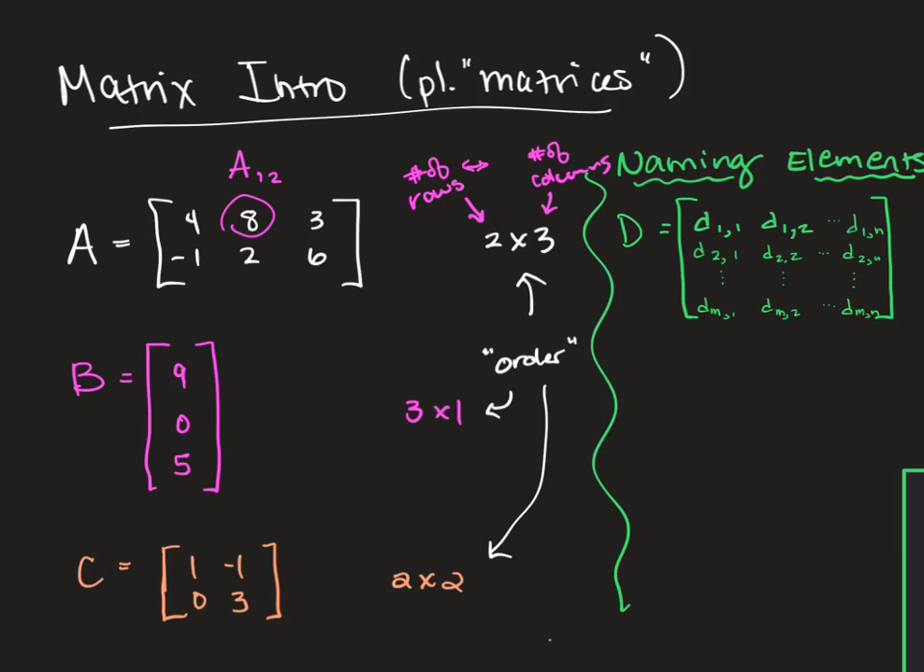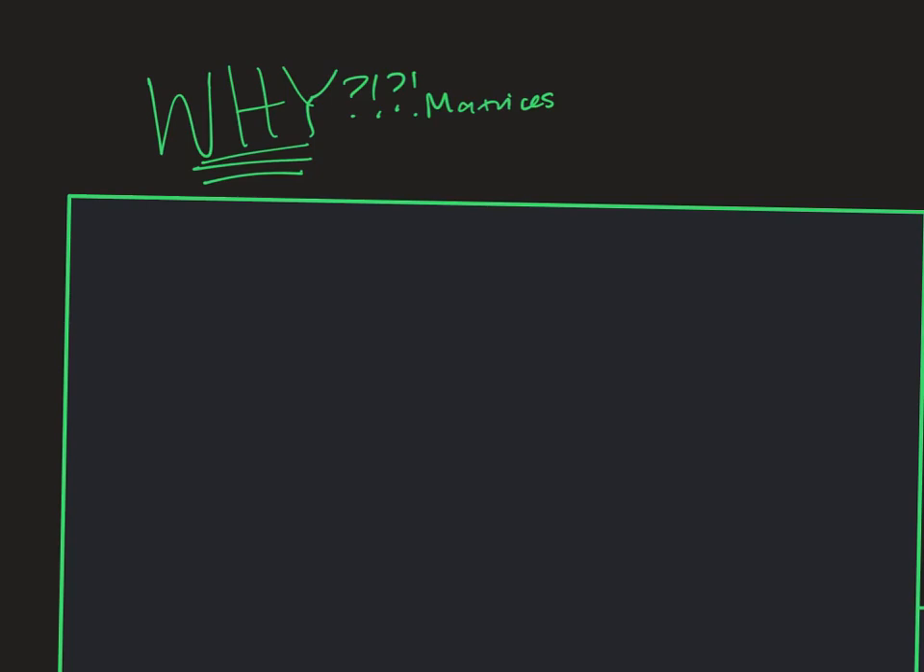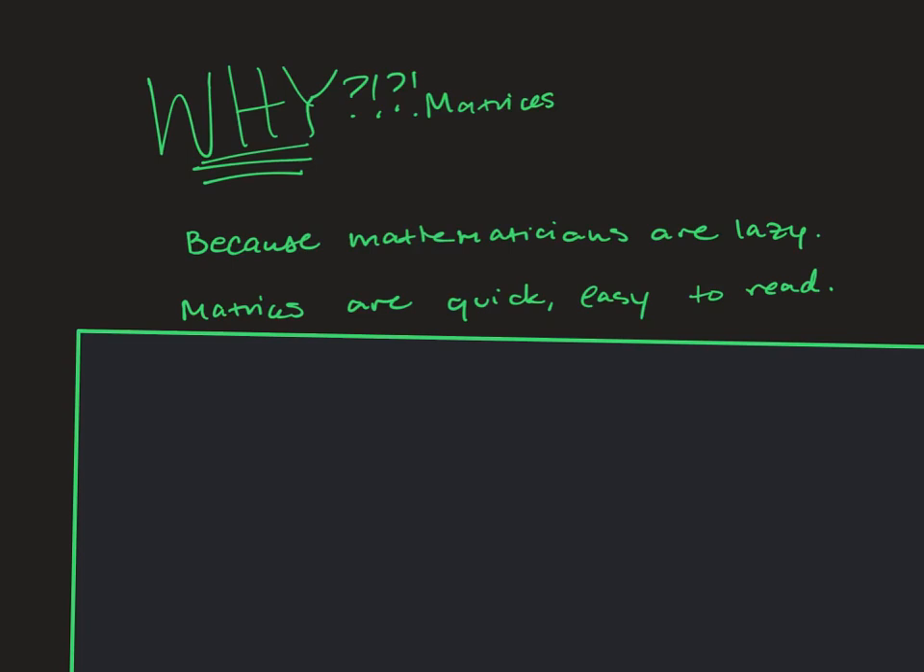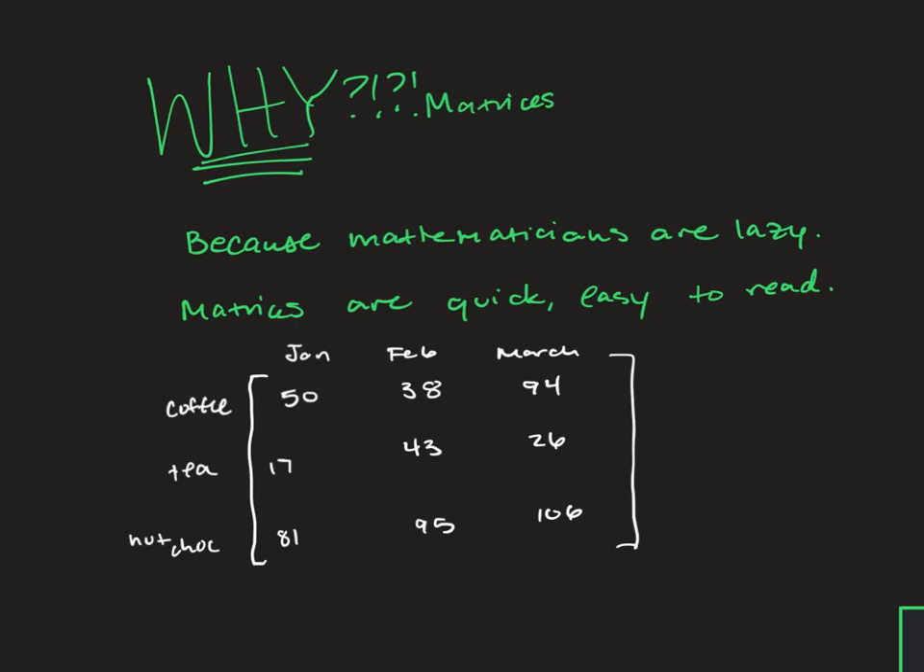Cool. Moving along. So why do we ever even use matrices? Long story short, mathematicians are lazy and matrices are quick and easy to read. Here's an example for why you'd actually have a matrix. You could think about it as really a matrix is basically a real life spreadsheet. So let's say you own a coffee store and you've sold coffee, tea, and hot chocolate, and these are your sales in January, February, and March. This is just like the spreadsheet that you would use, and in this case we call it a matrix. If you're using things like Excel or Google Sheets, you're basically dealing with matrices.